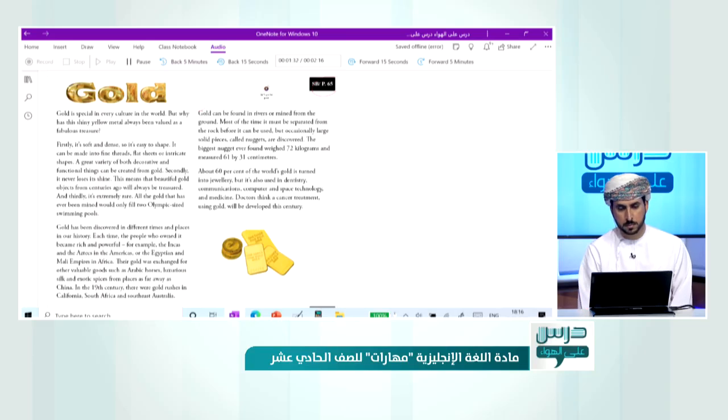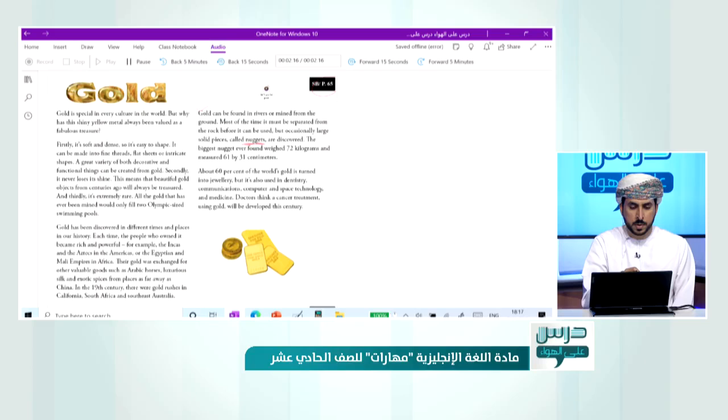Gold can be found in rivers or mined from the ground. Most of the time it must be separated from the rock before it can be used. But occasionally large solid pieces, called nuggets, are discovered. The biggest nugget ever found weighed 72 kilograms and measured 61 by 31 centimeters. About 60% of the world's gold is turned into jewelry, but it's also used in dentistry, communications, computer and space technology, and medicine. Doctors think a cancer treatment using gold will be developed this century.